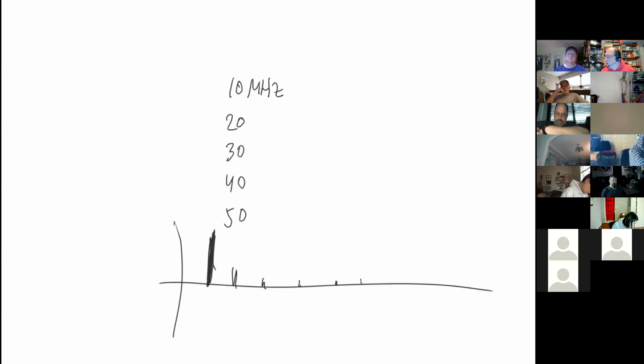How would I get rid of the ones that I don't want, everybody? What's that thing called? Filter. That would be called a filter. It could be a low pass or a band pass, depending on how I was building it.